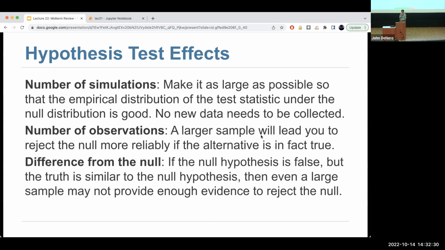And what about the difference from the null? If the null hypothesis is false, but the truth is very similar to the null hypothesis, then even a large sample might not give you enough evidence to reject the null. It's just hard to tell between two views of the world that are almost the same.